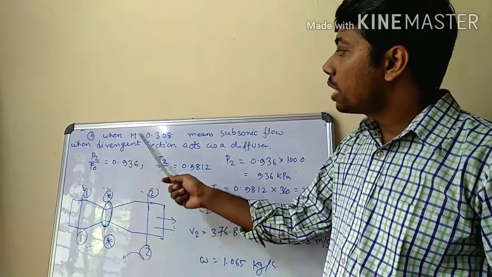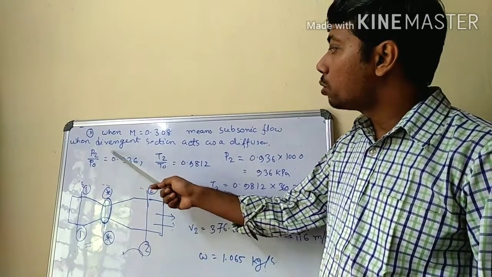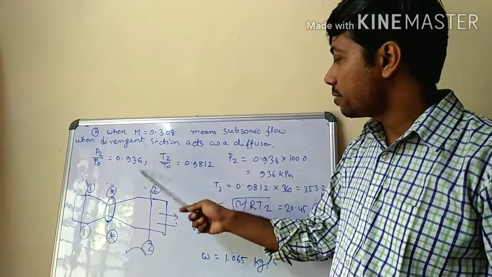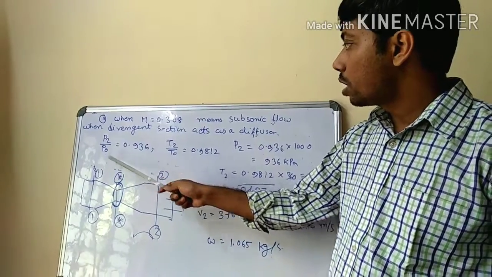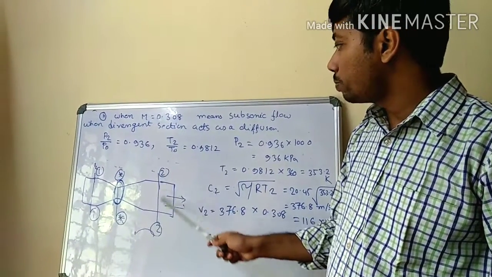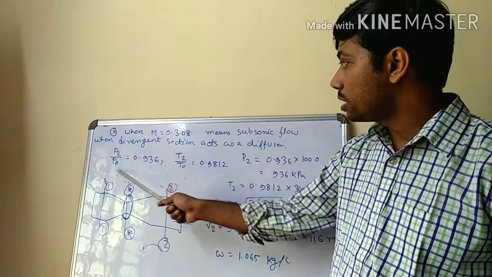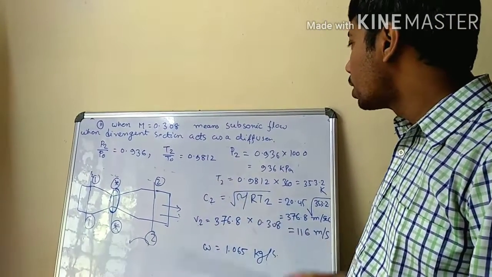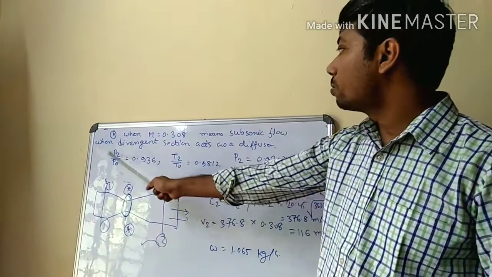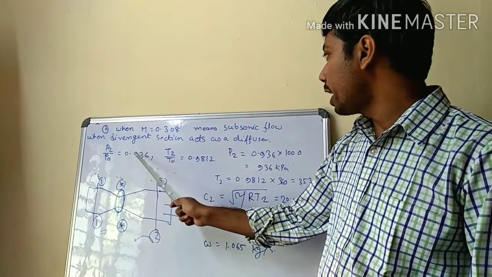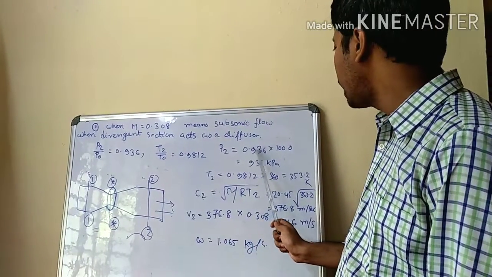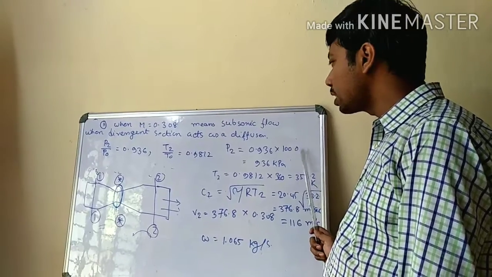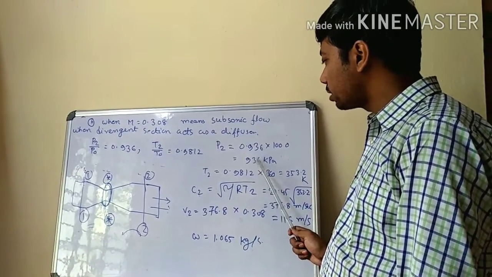Now, as you know, the P2 by P0 value is 0.936. That comes from the isentropic flow chart or gas table chart. P2 means the pressure at exit section, and P0 is the stagnation pressure. Similarly, T2 by T0 is 0.9812. So P2 will be 0.936 into P0. P0 is 1000, which is given in your numerical. So P2 will be 936 kilopascal.